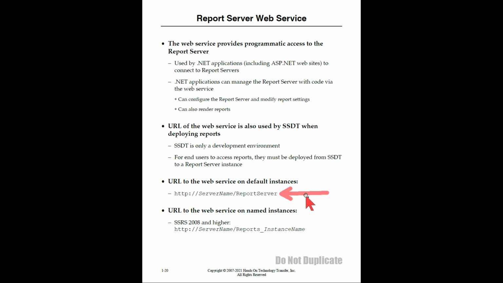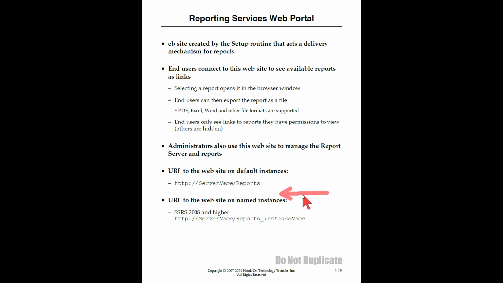This URL right here that says http:// server name report server, that's the URL that you use inside Visual Studio to specify the destination of where you want to publish your reports. The URL that says reports, that's used by humans. You saw me go to Edge a few minutes ago and type in that URL. That will take me to the Reporting Services web portal. So that's used by humans.